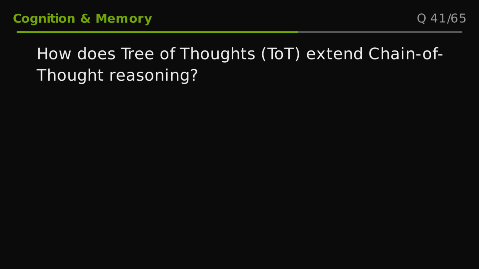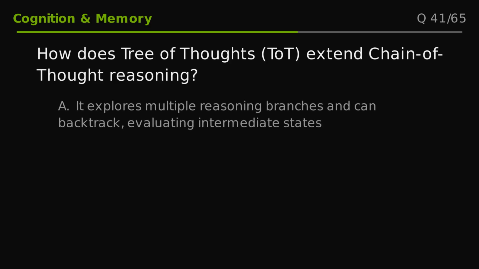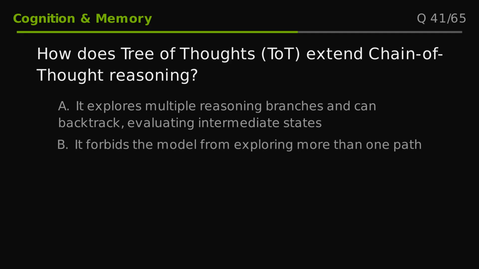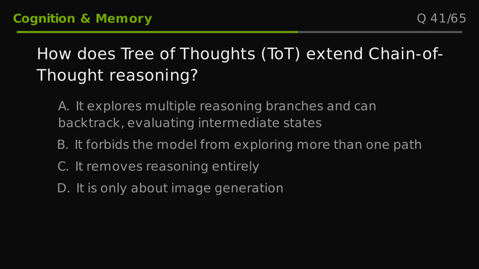Question 41. How does Tree-of-Thought extend Chain-of-Thought reasoning? Option A. It explores multiple reasoning branches and can backtrack, evaluating intermediate states. Option B. It forbids the model from exploring more than one path. Option C. It removes reasoning entirely. Option D. It is only about image generation.